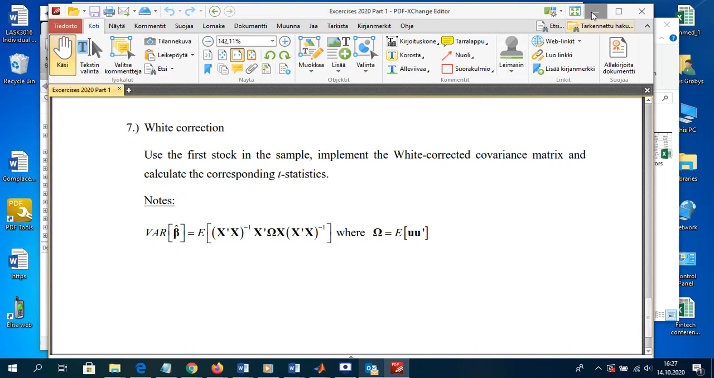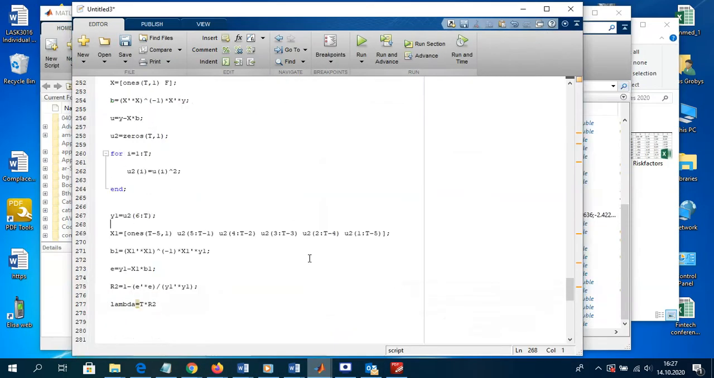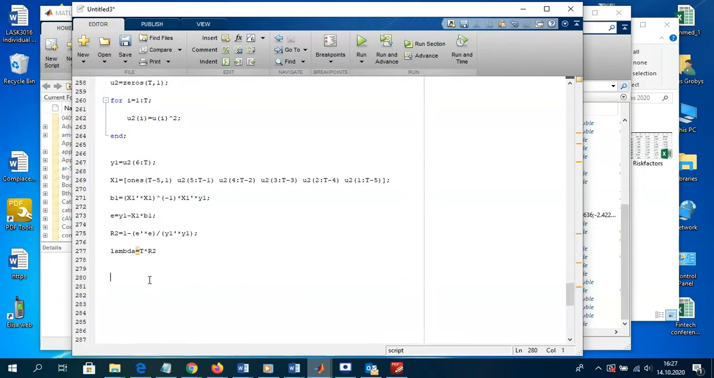So how do we implement this? This is what we will do now. So the seventh task is now the White correction.